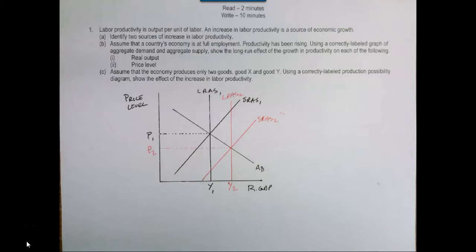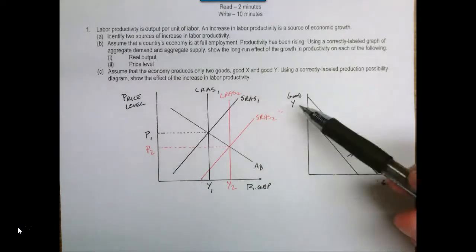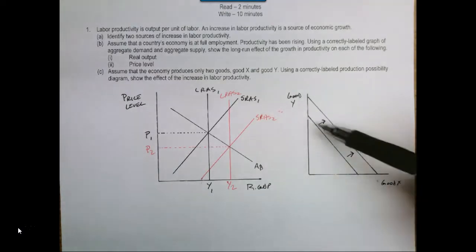Part C says, assume the economy produces only two goods, X and Y. Show, using a correctly labeled production possibilities diagram, the effect of this increase in labor productivity. And again, we're going to draw out the production possibilities curve, and it'll look like this. We have good Y on one axis, good X on the other. We have our production possibilities curve.